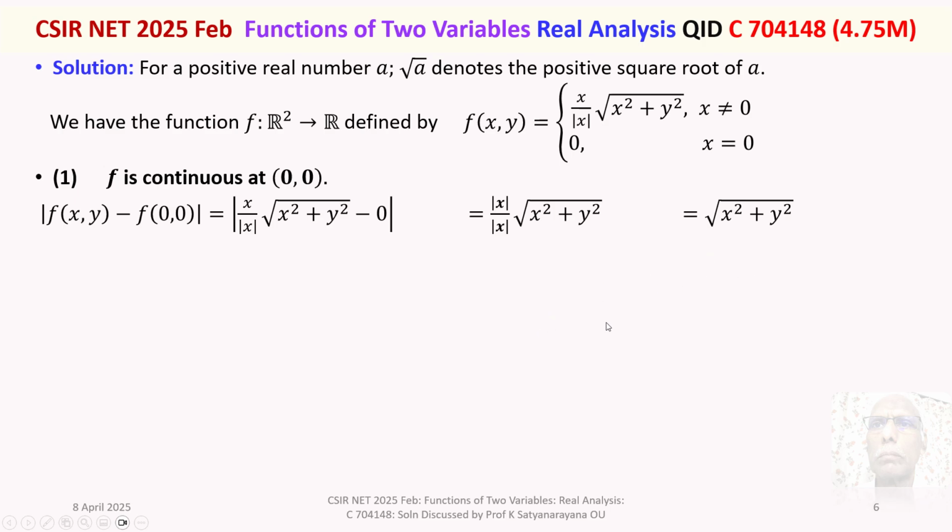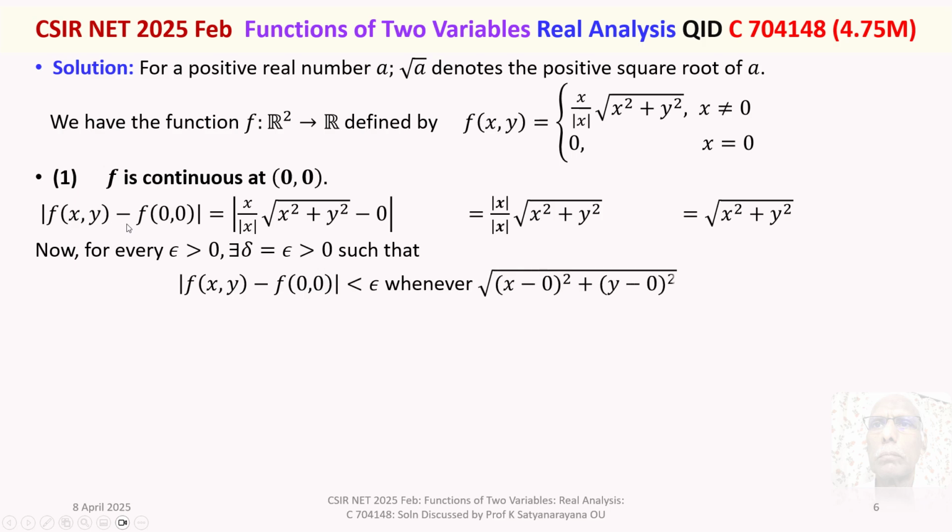Now this is less than epsilon whenever under the square root of x minus 0 whole square plus y minus 0 whole square is less than delta is equal to epsilon. So, given an epsilon greater than 0, there exists a delta which is equal to epsilon greater than 0 such that mod of f of x comma y minus f of 0, 0 is less than epsilon whenever under the square root of x minus 0 whole square plus y minus 0 whole square is less than delta, that is equal to epsilon.